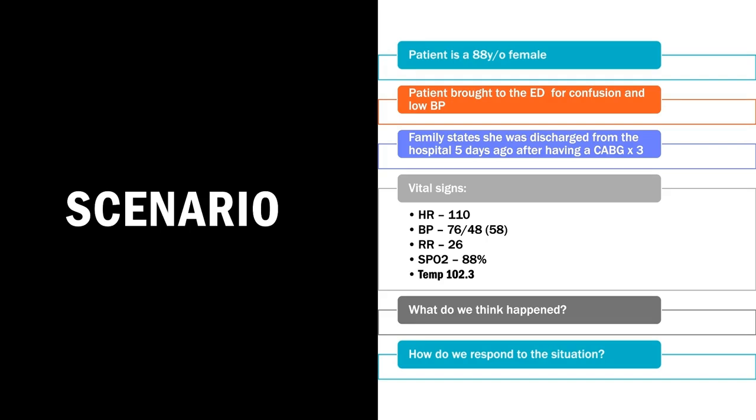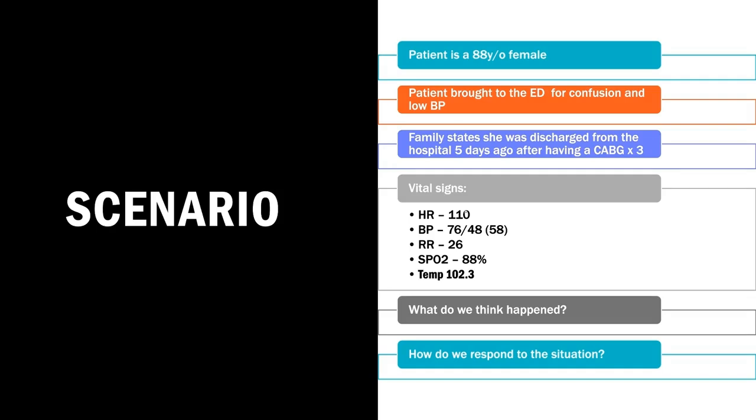So let's jump straight into our patient care. We're a nurse working in the ER. We have a patient come in. She's an 88-year-old female. Patient was brought to us by her family for new onset confusion, low blood pressure. Family states that she was just discharged from this hospital 5 days ago after she had a coronary artery bypass graft. She said that the cardiologist was able to bypass 3 vessels and her care had been going good until today. So you get her into the ER, you move her over to your bed, hook her up to the vital signs, and this is what you see.